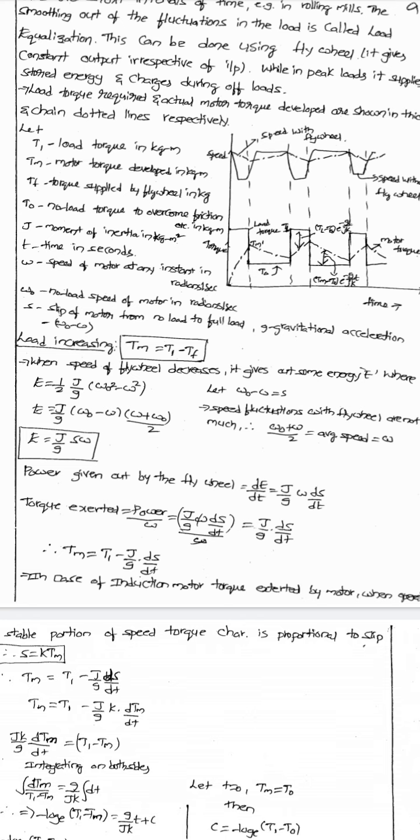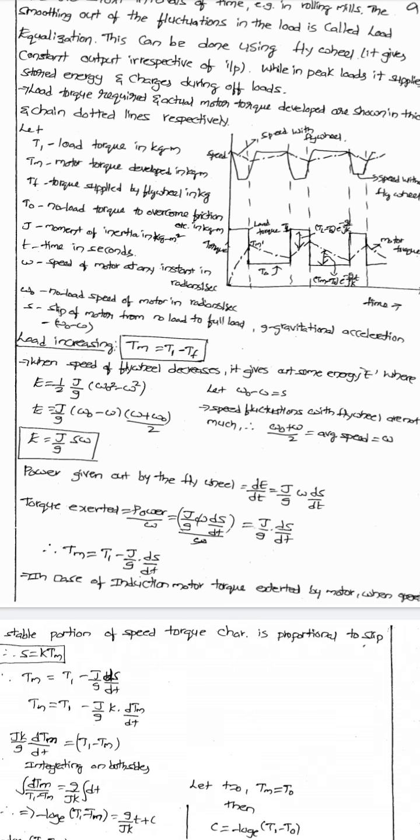There are totally two cases for load equalization: one is the load increasing case and the other is the load decreasing case. Now we will see the first one, the load increasing case. The motor developed torque is equal to the load torque minus the flywheel torque.